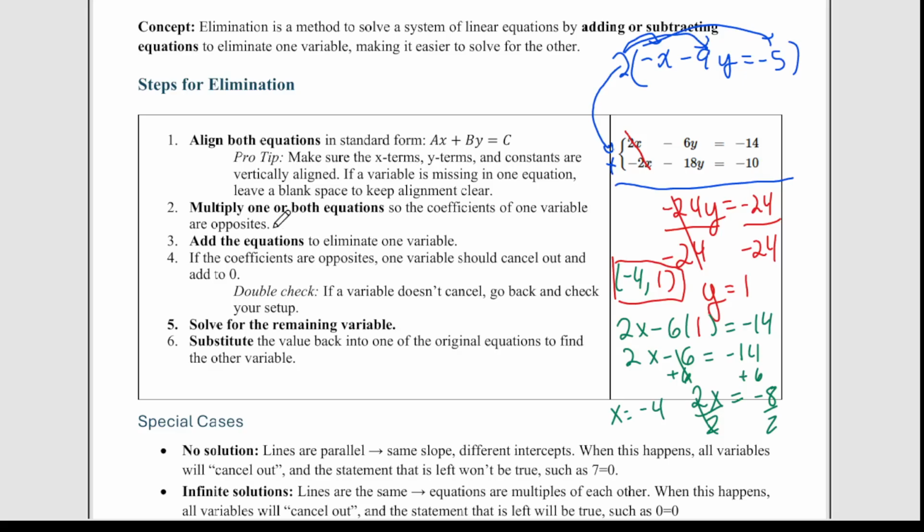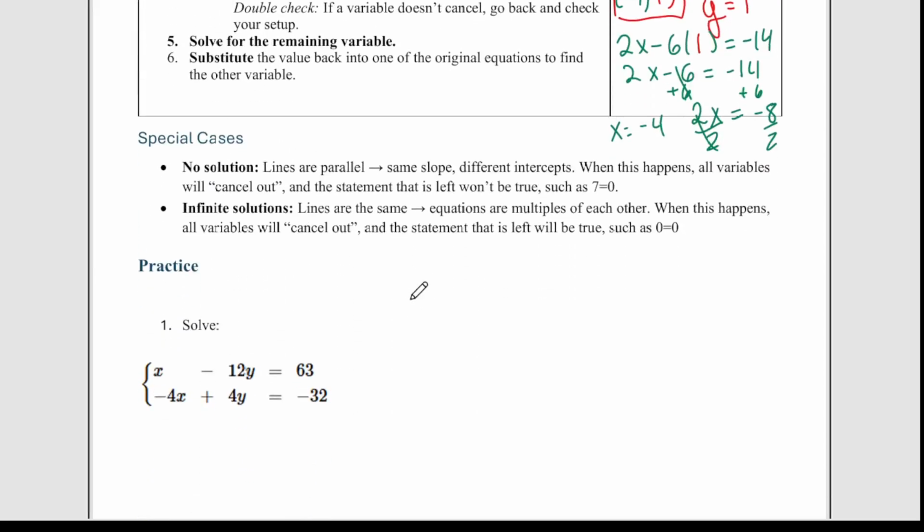Those are the basic scenarios, and just like last time, it's a no solution situation if you find all the variables eliminate and you're left with some nonsense like 7 equals 0. Versus it's infinite solutions if all the variables eliminate and you're left with something that makes sense, such as 0 equals 0.